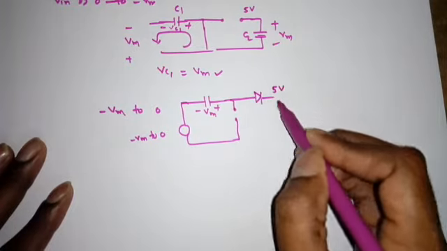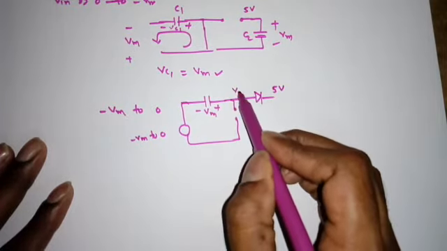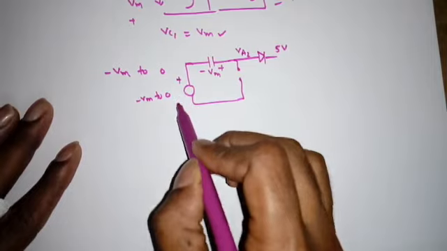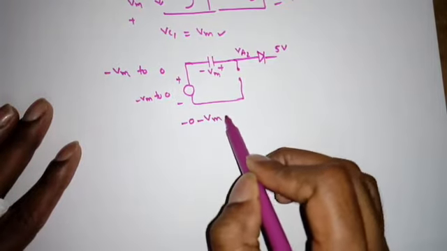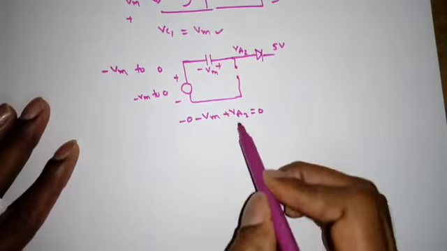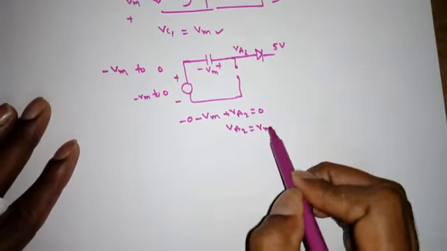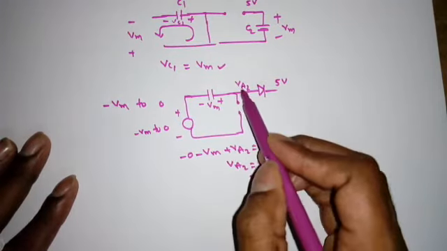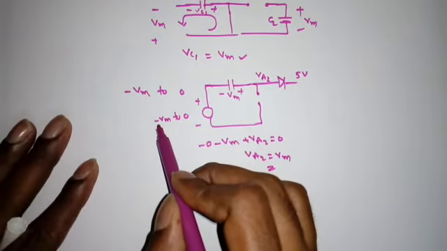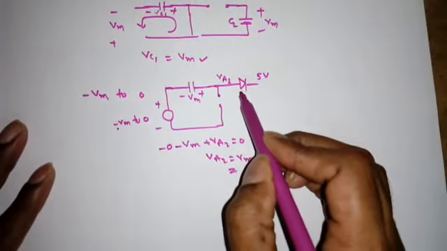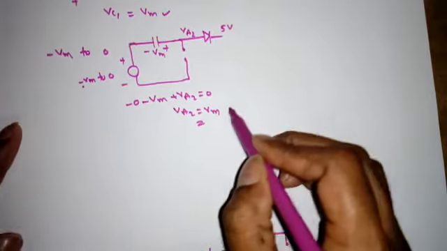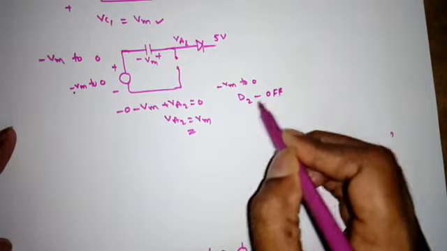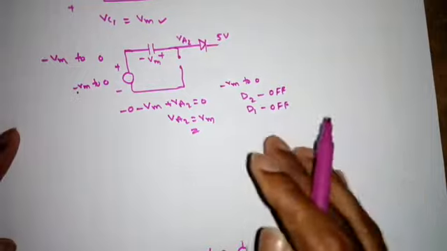So this is the 5 volt, right? And tell me what is this voltage? This is VA2, this is VK2. Suppose I apply 0, plus minus 0. So minus 0 minus Vm plus VA2 is equal to 0. So what is VA2? VA2 is Vm only. That means 5 volts. So 5 and 5. Will the diode be on? No. VA2 should be greater than 5 volt. So from minus Vm to 0, the diode D2 will be off only, as well as D1 is also off.